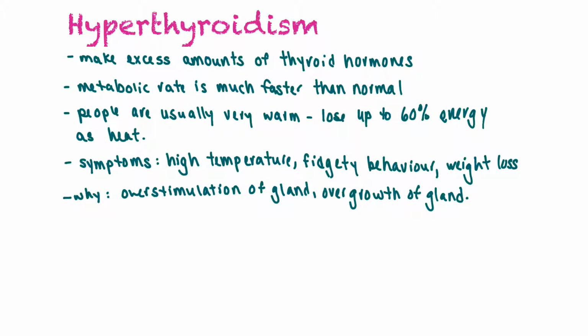The reason why would be the gland was either overstimulated through too much releasing hormones or stimulating hormones being produced, or through an overgrowth of the gland. So a treatment would be to possibly remove part of the gland so that you're not producing so much thyroid hormones.